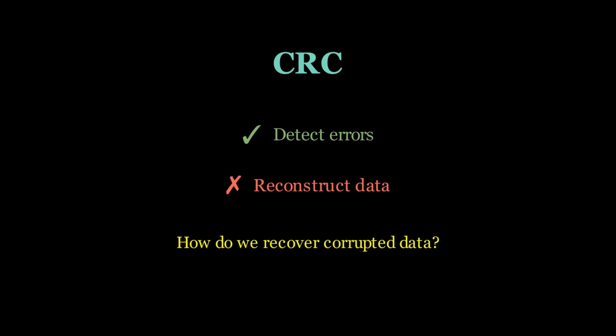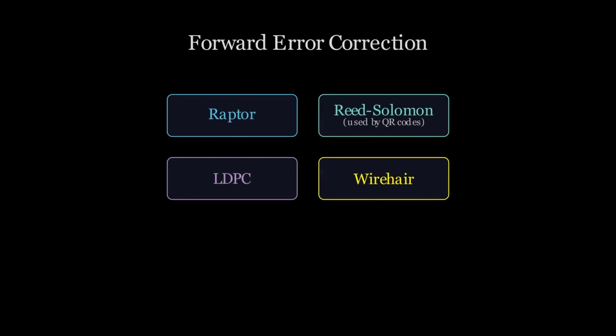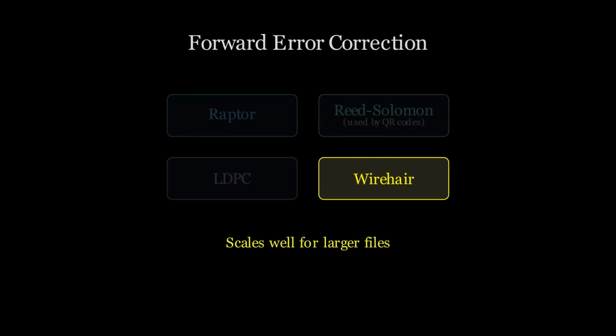CRC is great at catching these errors, but it doesn't answer our second design question on whether or not we can reconstruct our original data if there is corruption. To solve this, we need another algorithm on top of CRC that's able to recover our data. There are many forward error correction algorithms we could pick, like Raptor, Reed-Solomon, or QR code's LDPC, but I opted for using a library called Wirehair. I chose Wirehair because it scales really well for larger files.